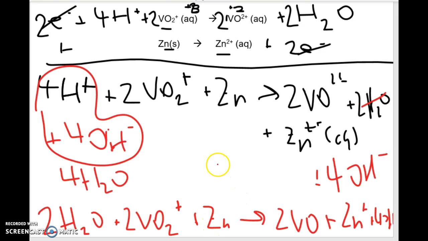So acidic, follow the process. Basic, add these 2 steps: add as many OH minuses as you have H pluses, and then make sure to balance the waters, okay? Alright, that's it for this video, and then we're just going to go over the cell in the next video in detail.